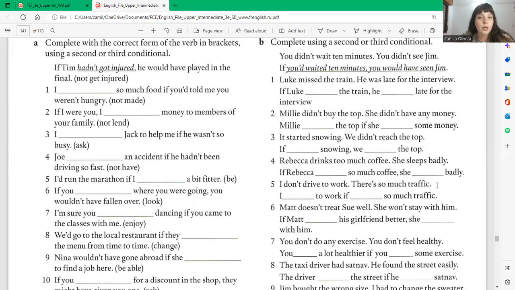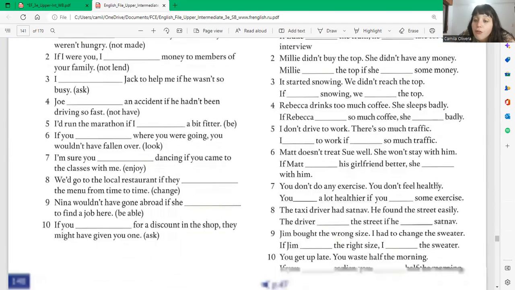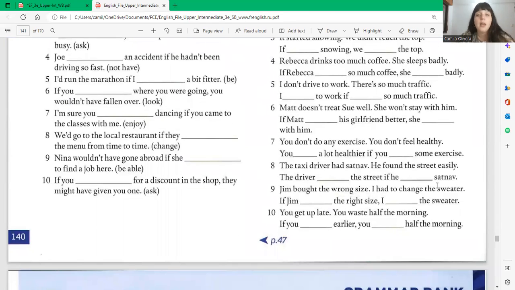So let's start working with A and B of page 140, so you can practice them, and next class we are going to go over the reading.